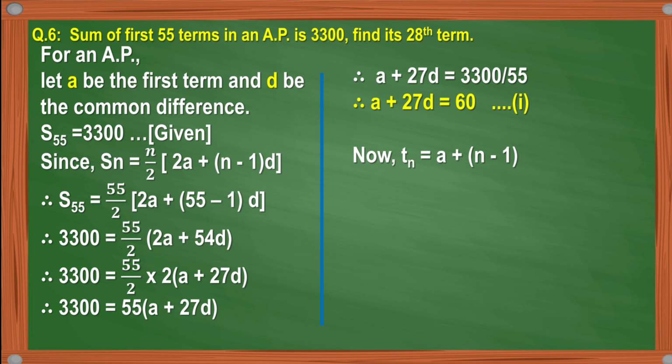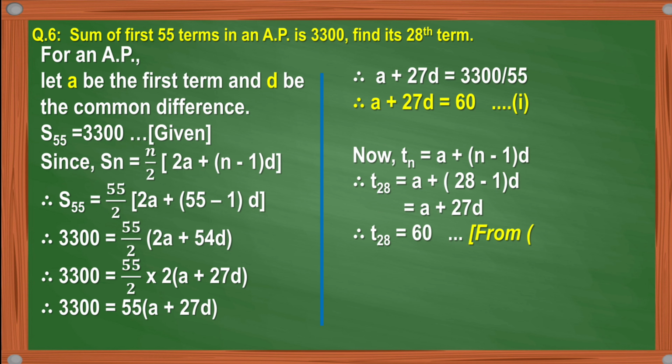So therefore Tn is equal to a plus n minus 1 d. T28 is equal to a plus 28 minus 1 d. We'll put the value. 28 minus 1 is 27, so a plus 27d is equal to 60. We have found this in the first part of the answer. So therefore the 28th term of the given AP is 60.